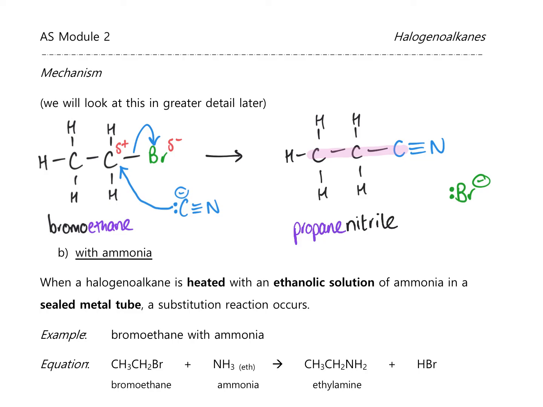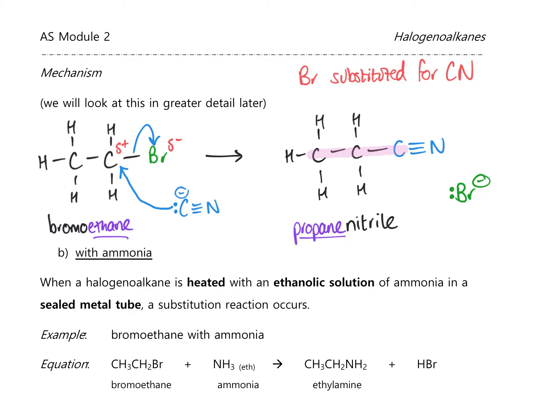You don't need to worry too much about naming those molecules. You'll meet those again next year, but that's how you would name that. And this is actually then a method of lengthening a carbon chain. It's a simple method of adding on to a carbon chain and making it longer. You can see that we've gone from bromoethane, so 2 carbons in the chain, to propane nitrile, so 3 carbons in the chain. So in this reaction, bromine, Br, has been substituted for our cyanide ion, CN. So that's the nucleophilic substitution of a halogenoalkane with cyanide ions.